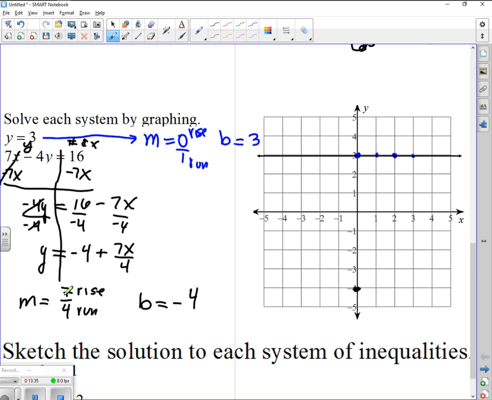Now my rise is 7. It's positive, so I need to go up 7. 1, 2, 3, 4, 5, 6, 7. And my run is 4. 1, 2, 3, 4. Now draw a line between those 2 points.